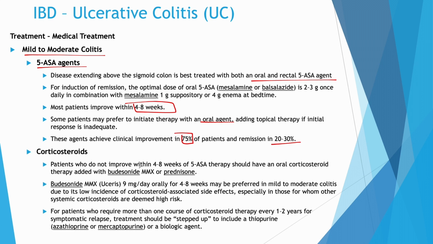Corticosteroids, so patients who do not improve with the 5-ASA can be added budesonide or prednisone. And if patients are having to use corticosteroid therapy, remember we're trying to minimize the use of corticosteroid therapy. But if they're having to use these for symptomatic relapse over and over again, we might need to step them up to an immunomodulator or a biologic agent.